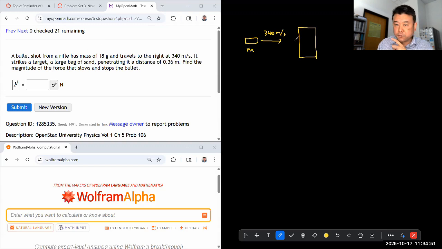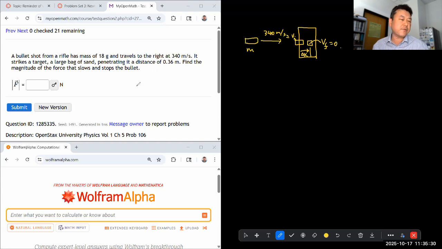So I think we are invited to assume that when the bullet is starting to strike the sand bag, its initial speed is basically the muzzle velocity. In reality, it might not be, but here, to make the problem solvable, we're going to assume that. And we are told it embeds itself some distance, 0.36 meters. So let me call that delta x. And here now V final should be equal to 0.